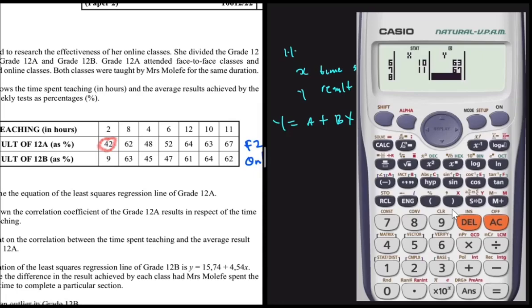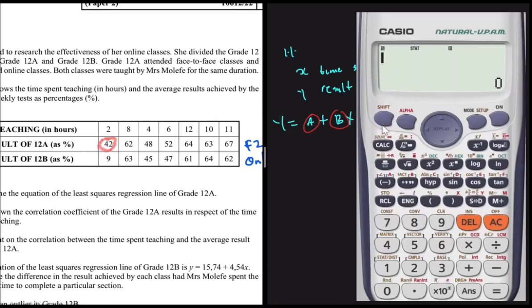After you put in all your numbers, you press equals, and then you press AC, just like I'm doing right now. When you press AC, you'll come back to this menu where we started. But now we want to retrieve our value for A and our value for B, so that we can have the equation of the least squares regression line. So how do we do that?